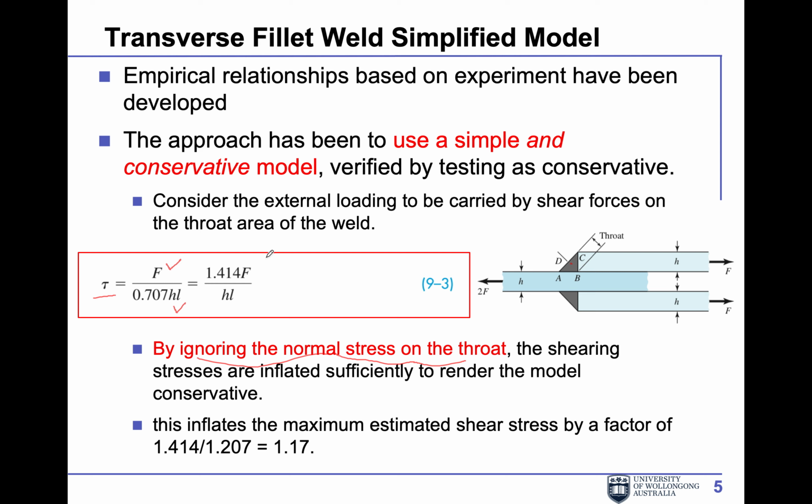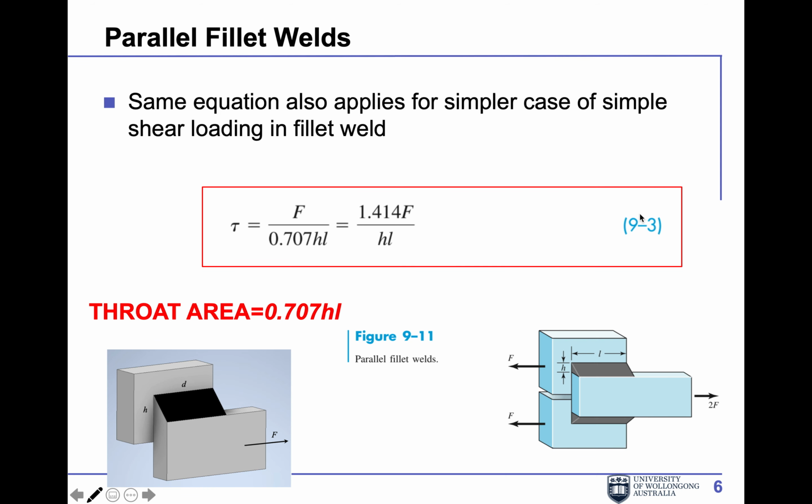So the simple calculation is to use the force over the cross-section area, with 0.707 H as the throat size, multiplied by the length of the welds. So just always use this for fillets. And this will include both normal and shear stress, but we represent it with shear, no matter what kind of stress it is. The second case is where this weld is under a shear force.